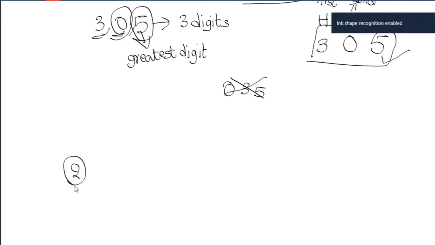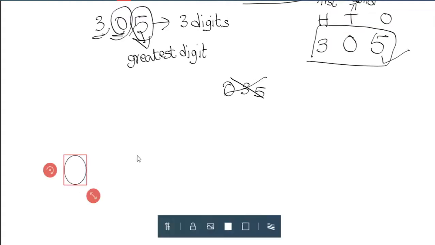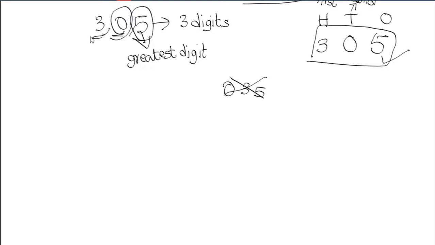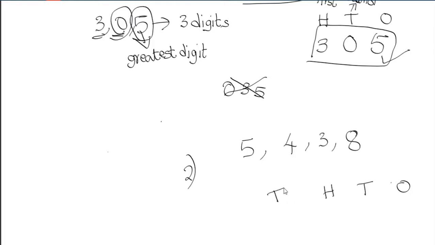Okay children, second example. I'm taking 4 digits: 5, 4, 3 and 8. So 4 digits, 4 places. What are the 4 places? Ones, tens, hundreds and thousands.